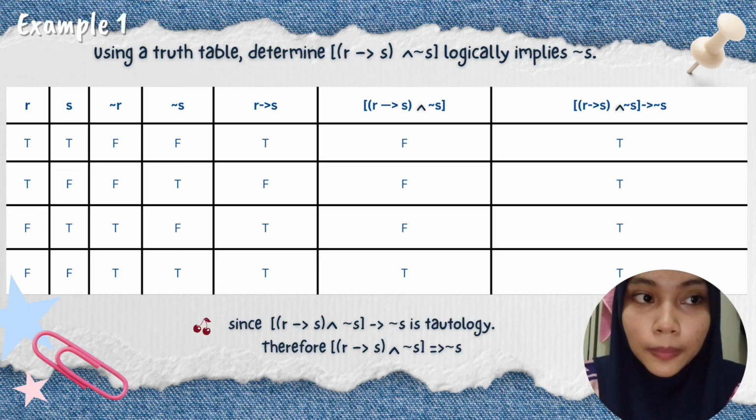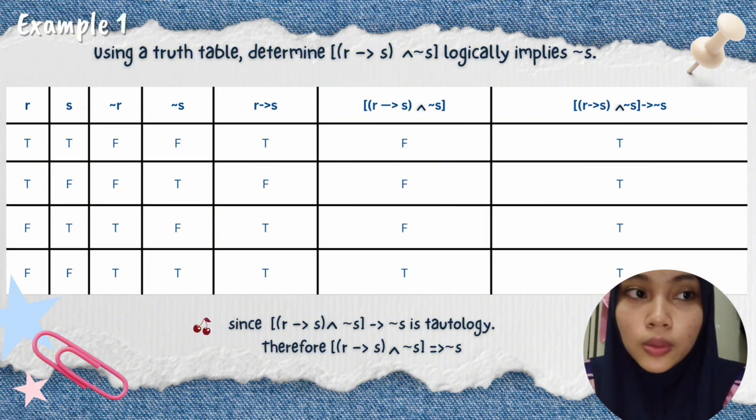So for example 1, using a truth table, determine whether (R implies S) and not S logically implies not S. So we need to make a truth table. The first column is column R. The truth values are true, true, false, false. The next column is column S. The truth values are true, false, true, false.